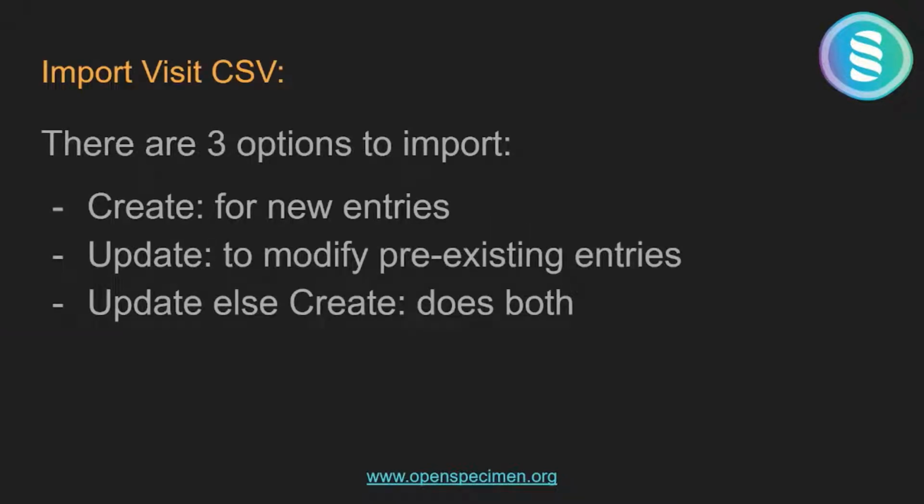OpenSpecimen supports the addition of visits via CSV. It is done in three ways: through Create, which is for new entries, Update, which is to modify the existing ones, and Update else Create, which is a combination of both.